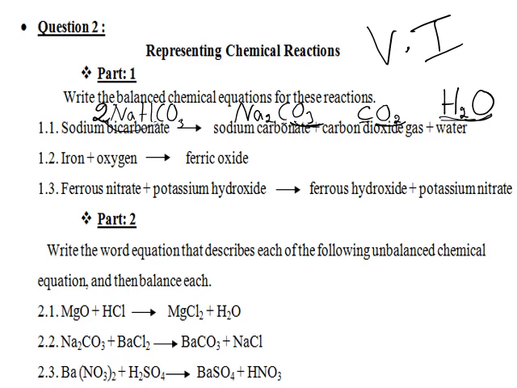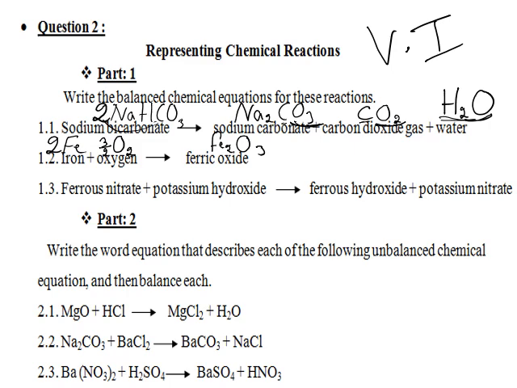Iron plus oxygen gives ferric oxide. Ferric is Fe3 plus, and oxide is O2 minus, so it's going to be Fe2O3. And here we have iron, it's Fe, plus oxygen, it's O2. Let's balance this. Here we have Fe1, here we have 2 Fe. Here we have 2 oxygen, here we have 3. Let's start first times 2, so 2 Fe. Here we have 3, so I have to multiply this by 3 over 2.